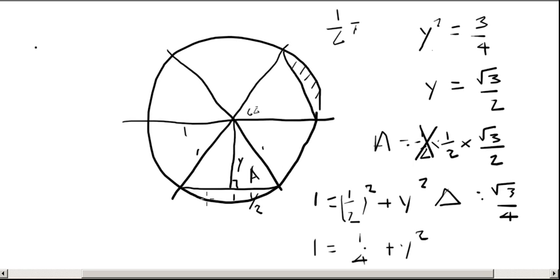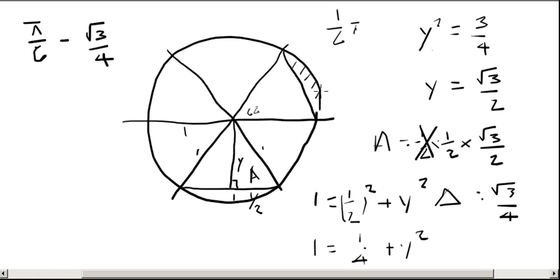Okay, so we know what the big wedge is. The big wedge is pi over 6. It's a little bit bigger than a half. And the area of the triangle is the square root of 3 over 4, which is sort of like 1.7 over 4, so that's a little less than half.